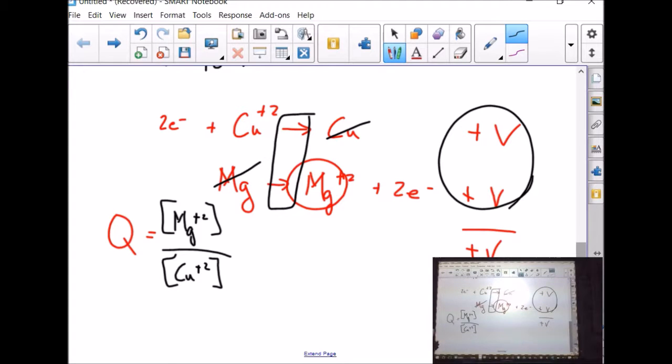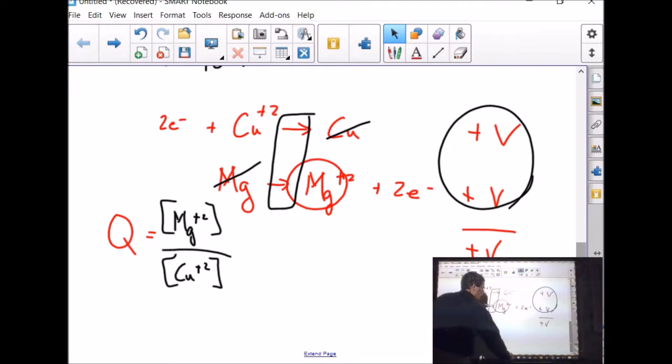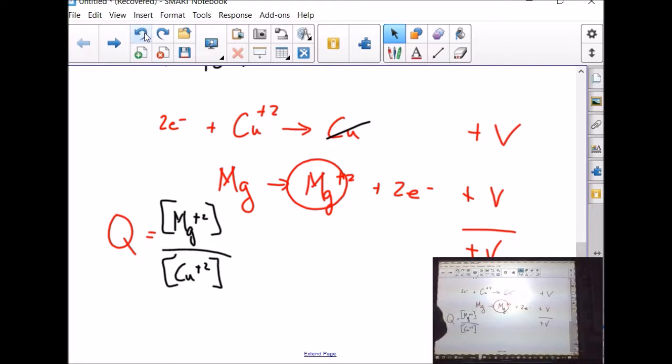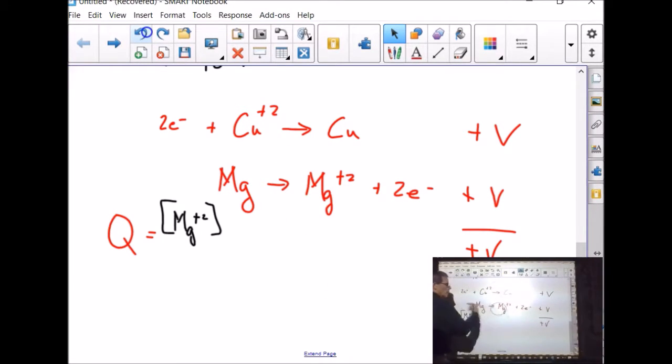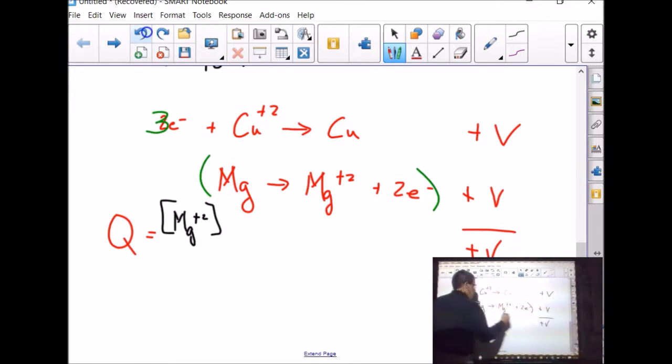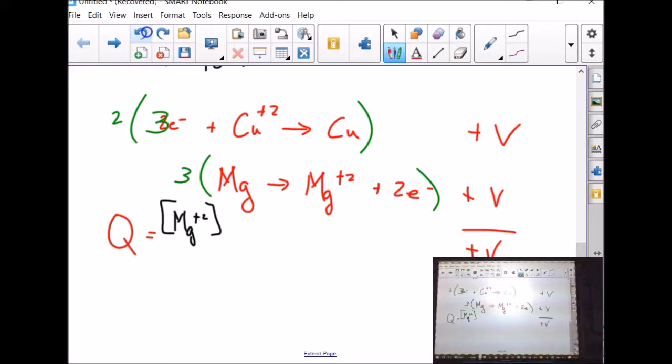Now let's pretend, let's go back. Let's say that, let's pretend for a minute that that's a 3. Use your imagination. Again, it's not. So that means that now we have to multiply that by 3, and we have to multiply this by 2. So if I put my copper +2 down here, do I care that there's a 2 and a 3 there? Yes. Yes, I do.